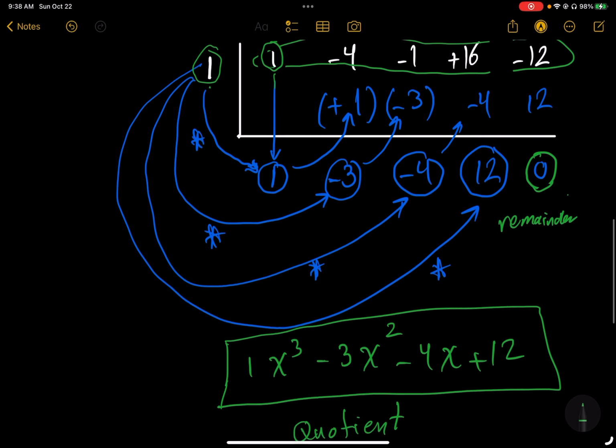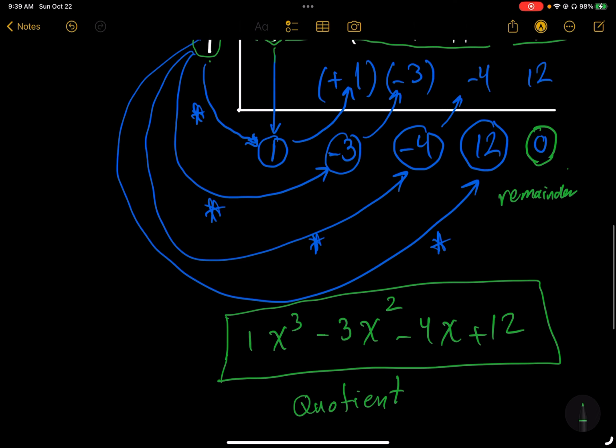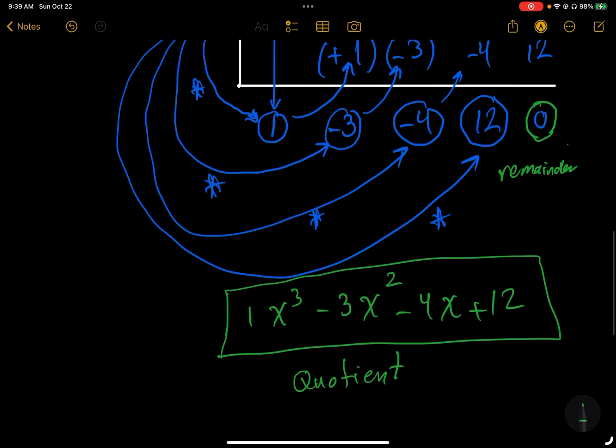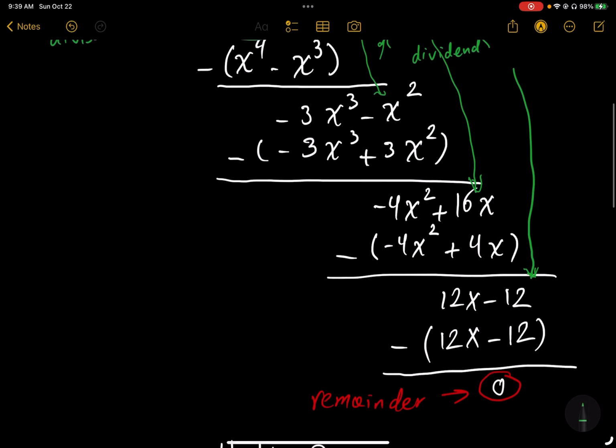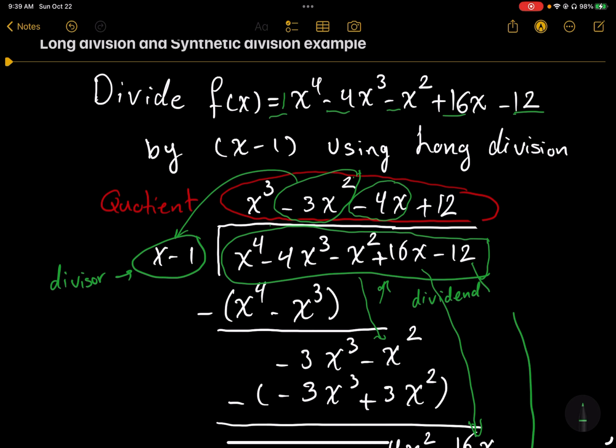Now, the numbers circled in blue represent the coefficients of our quotient. The quotient will always be a polynomial one degree less than the polynomial we started with. So if you start with a polynomial of 4th degree, the quotient will be of 3rd degree. The 1 is the coefficient for x cubed, -3 for x squared, -4 for x, and 12 is the constant term. This gives us exactly the same quotient as we found using long division.